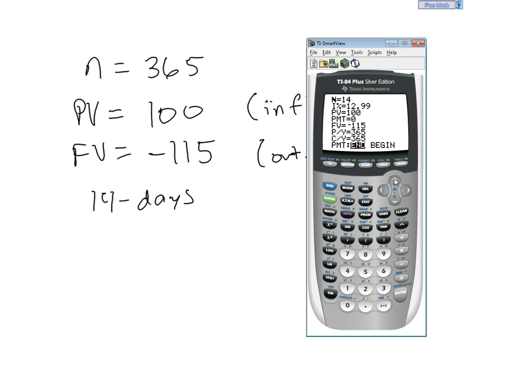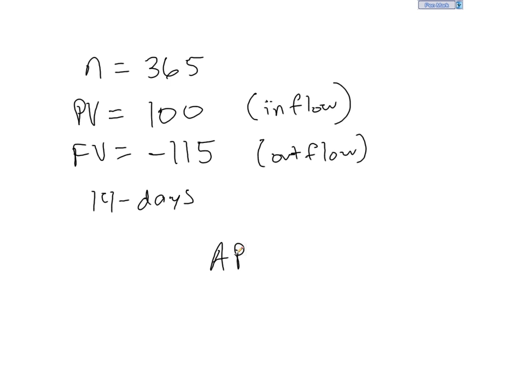The P/Y and C/Y should both be 365 for daily compounding. So we come back up here and we calculate our APR, and we find out that the APR is 366%.